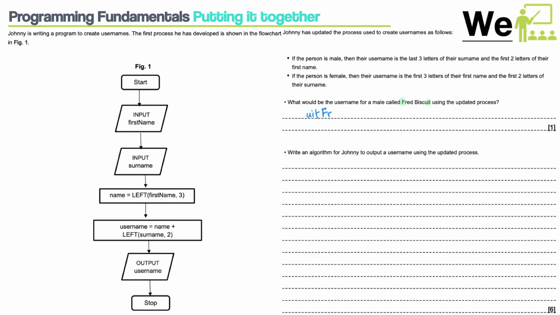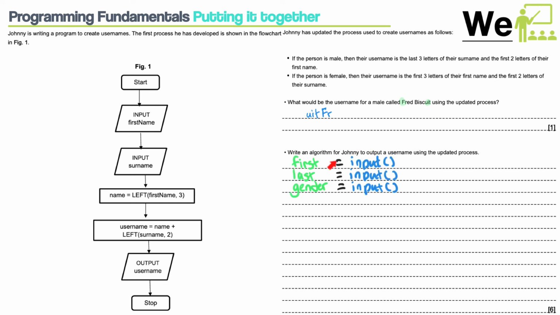Brilliant. Okay, now it's saying write an algorithm for Johnny to output a username using the updated process. So this is all about using selection. So what we want to do is we want to allow some of these things to happen. So what are some of the things we need to do? Well, we now need them to input their first name, and we're going to need to allow them to input their surname and input their gender. So let's do that first.